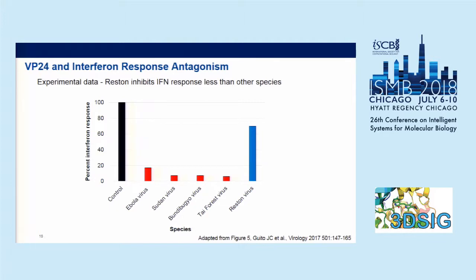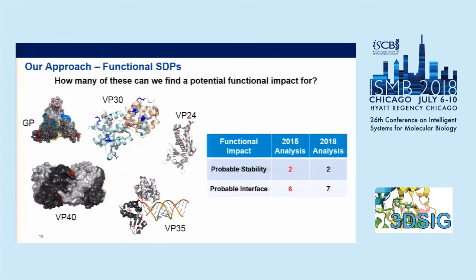Also, VP24 has been implicated in a lot of adaptation studies, where we take Ebola viruses that are not pathogenic in rodents and try to adapt them to the new host. And you see a lot of changes in the interface of VP24. So from our set of SDPs at the sequence level, how many do we actually see a functional impact for? The answer is relatively few.